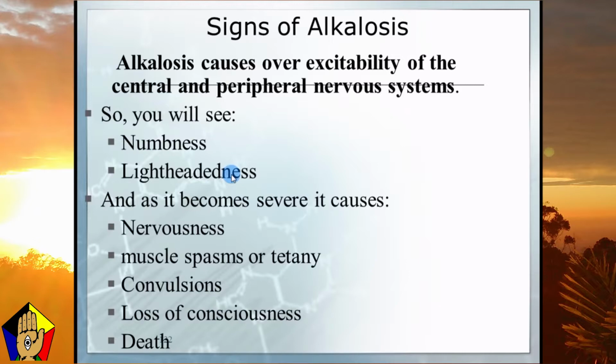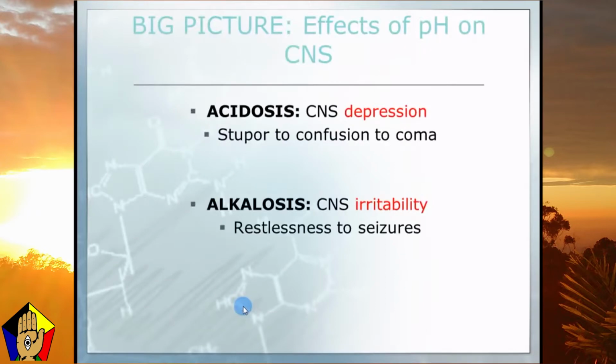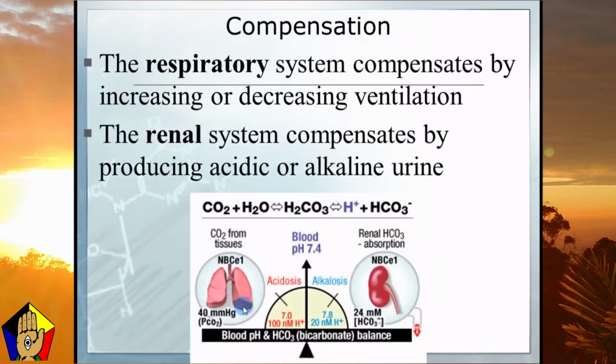It's an anxious feeling. So you get nervous. You get little muscle twitchiness, spasms, convulsions. And unfortunately, if this happens to respiratory muscles, it could lead to death. So general rule of thumb here is acidosis depresses the central nervous system, and you see signs that are related to that. Alkalosis irritates or increases nervous activity, and you see signs accordingly.